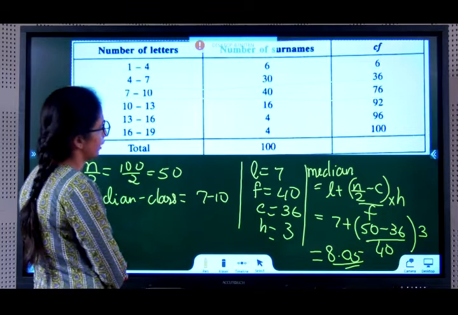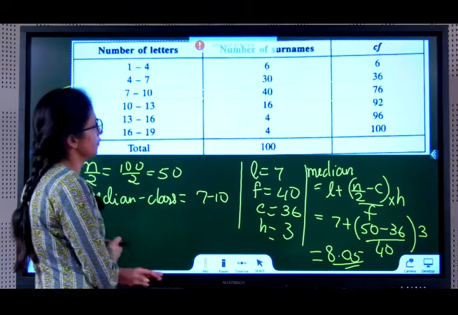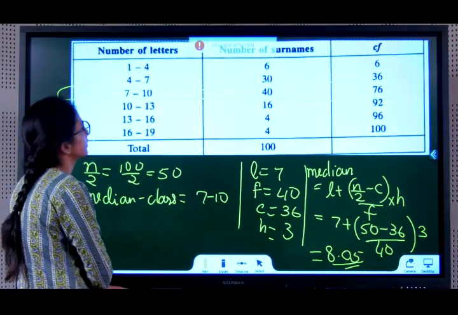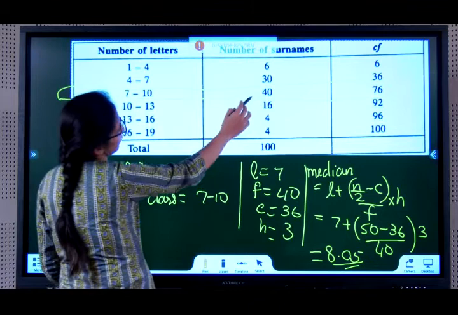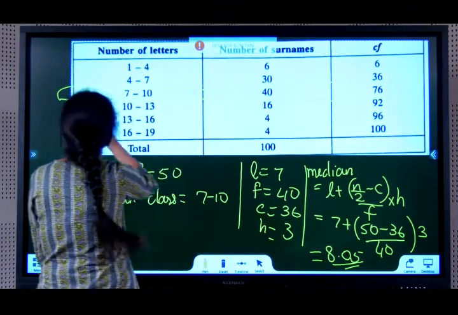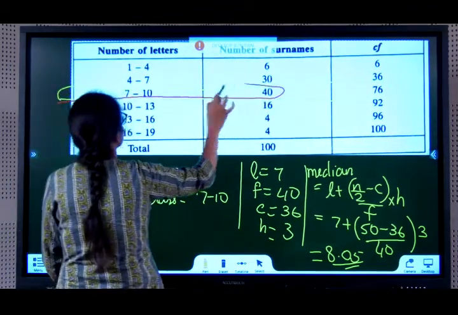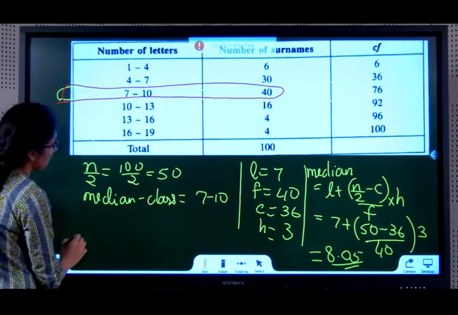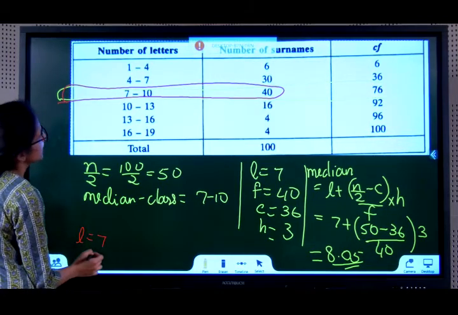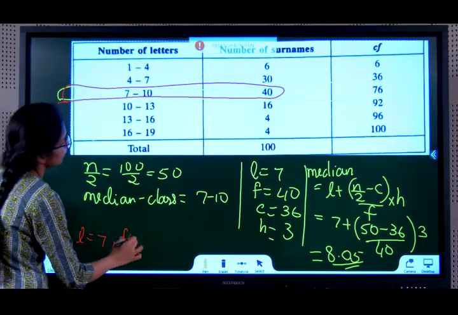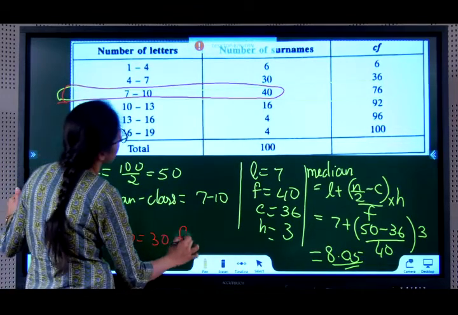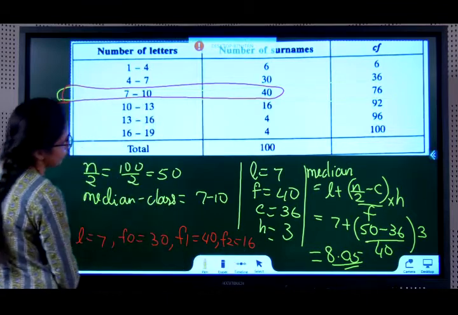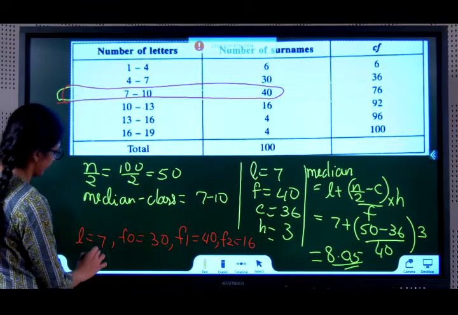Now let's go in to find the mode. Now first you have to find the modal class. While doing the modal class, you have to go for maximum frequency. Maximum frequency means here again it's 40. So your modal class is this. Same. So what can we say here? L is 7. F0 30, F1 40, F2 16, and we know the value of H as 3.